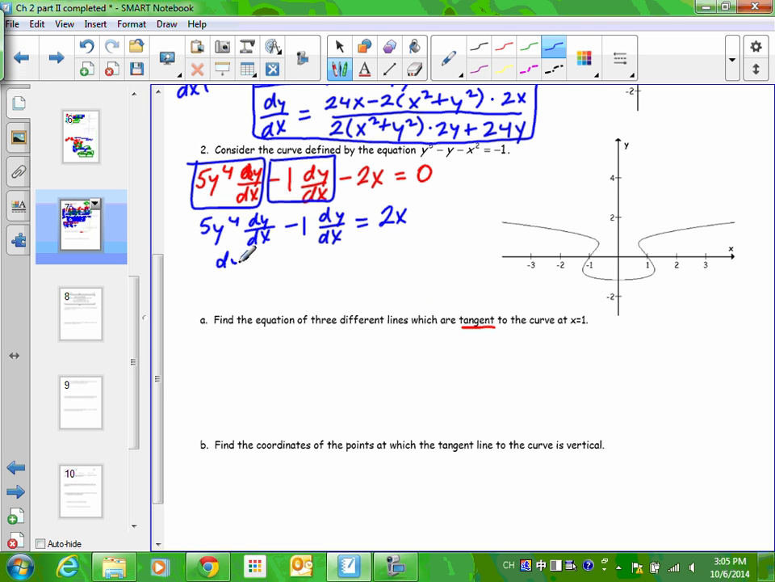That's fine. So factor out dy over dx. And this is why I kind of wrote the -1, because I knew at some point I was going to factor, and it's a little bit easier when you see the 1 there. And again, if you can get here, you've got to be able to know what the answer is. Just divide, okay? So dy over dx equals 2x over 5y to the 4th minus 1.